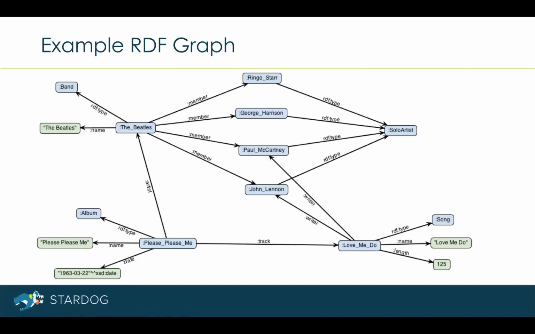There's also a special built-in edge identifier called RDF type that you'll see on there that links entities to special nodes that represent their classes. So in this case, the Beatles node has the type band, and John Lennon has the type solo artist, and so on. In this graph, we also have nodes depicted in green that represent data type values, such as strings, numbers, or dates. For example, we can see that the length of the song Love Me Do is 125 seconds. The release date of the album Please Please Me is March 22nd, 1963, and so on.